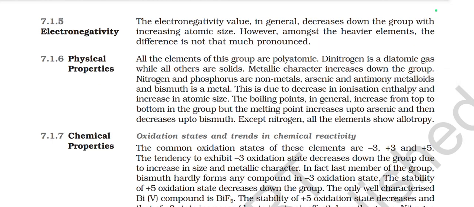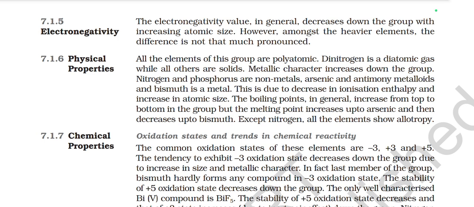Electronegativity. The electronegativity value in general decreases down the group with the increasing atomic size. However, amongst the heavier elements, the difference is not as pronounced. Physical properties. All the elements of this group are polyatomic. Dinitrogen is a diatomic gas while all others are solids.